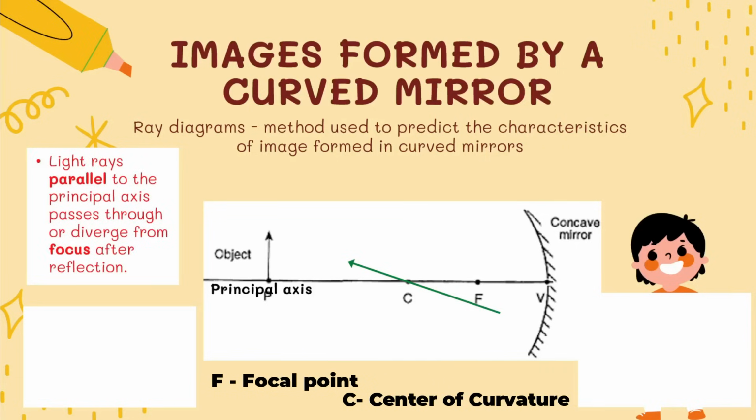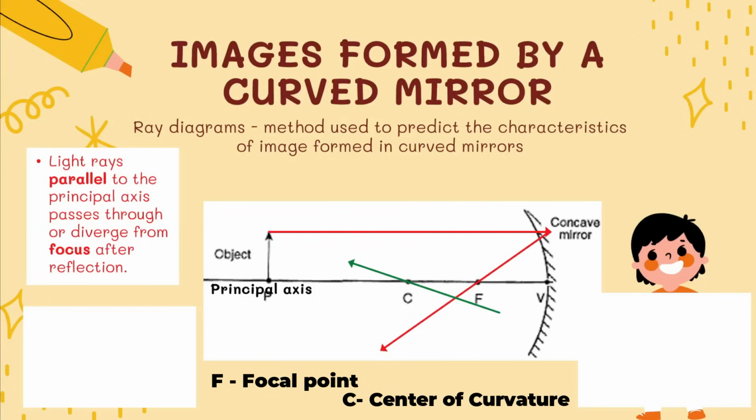So first, light rays parallel to the principal axis pass through or diverge from the focus after reflection. So let's say yung object natin, yung arrow na makikita nyo sa screen, we will be using the tip of the arrow as our point. So sabi po rito, light rays parallel to the principal axis. Okay, yung principal axis, yun yung line sa gitna. Pag tumama yan sa ating mirror, papasok siya kay focus.